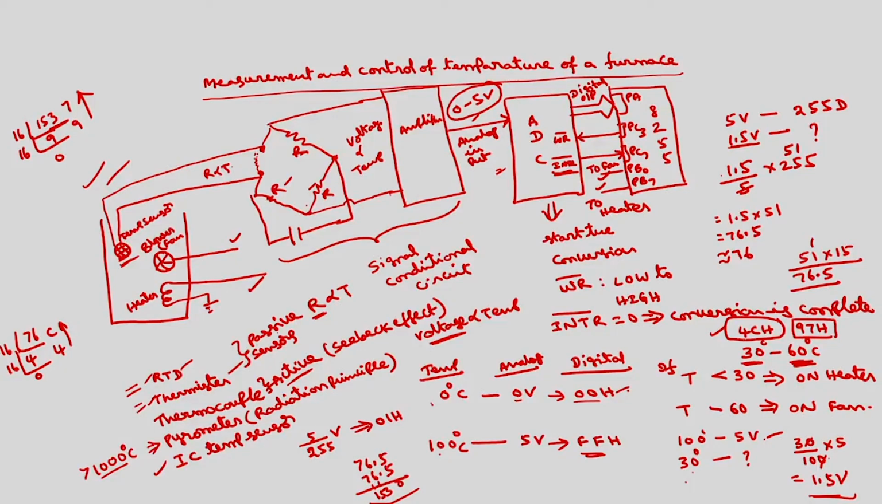So whenever the temperature is less than 30 degrees, meaning the digital equivalent is 4C, then you have to turn on the heater. The heater is connected to PB7, so we have to send a 1 on this pin so that the heater will be on. Otherwise, if the temperature is greater than 60 degrees, then you have to turn on the fan, so that it will cool down and reduce the temperature. The corresponding program for how to control the temperature using this fan and heater we will discuss in the next class. Thank you.